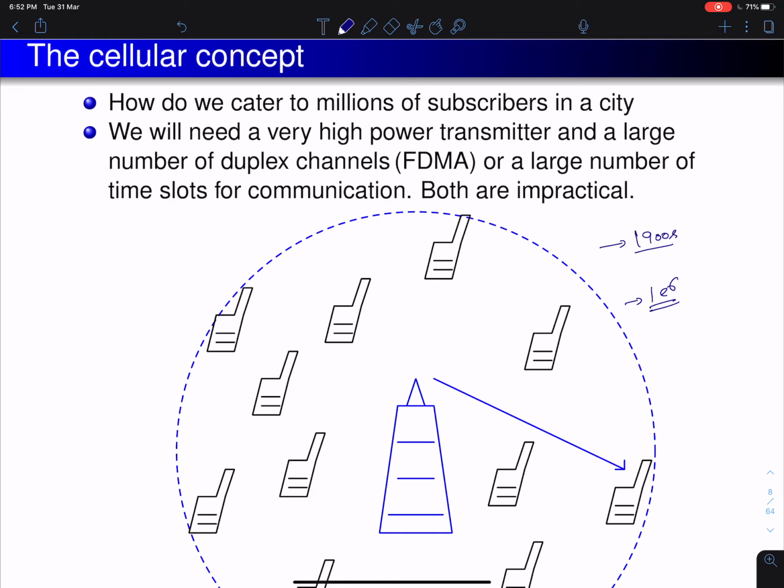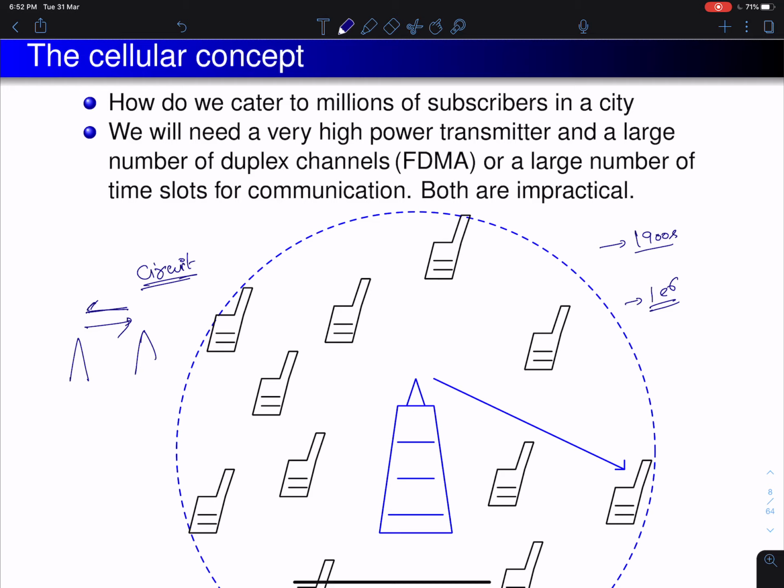Now let's assume that it's a circuit switched FDMA system. What do I mean by circuit switched? Generally, when you have two wireless devices communicating with each other, there are two ways in which they can communicate. One is called a circuit switch system. The other one is called a packet switch system.